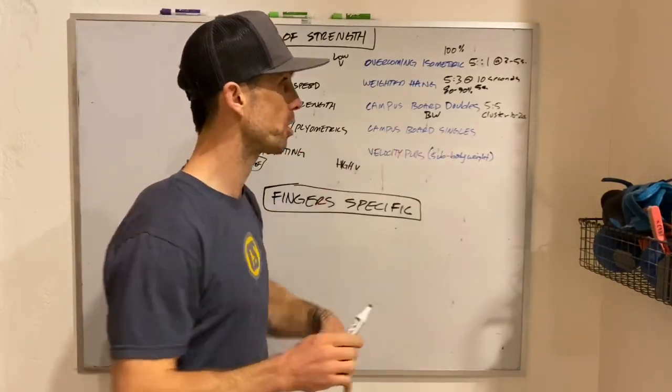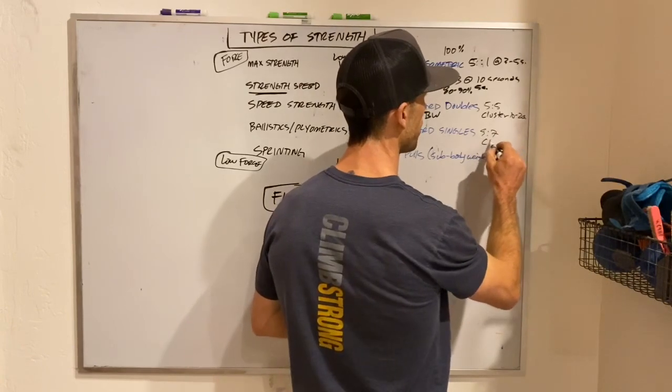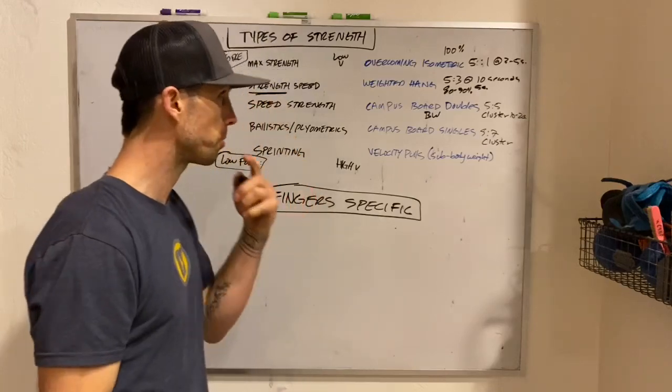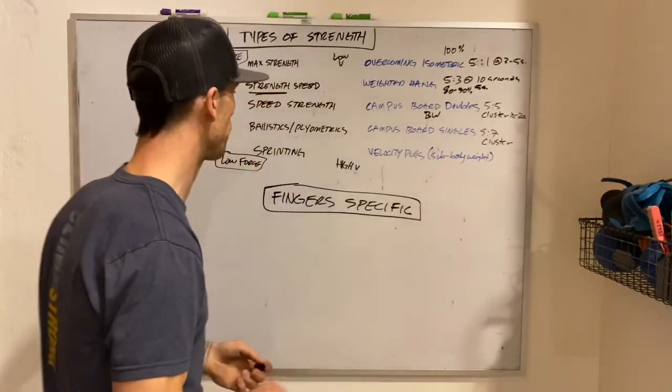So campus board singles, you could do 5 by 7. I would still suggest clustering those sets with 10 to 20 seconds between. Same thing, you could do 5 sets, 7 repetitions, cluster them together.